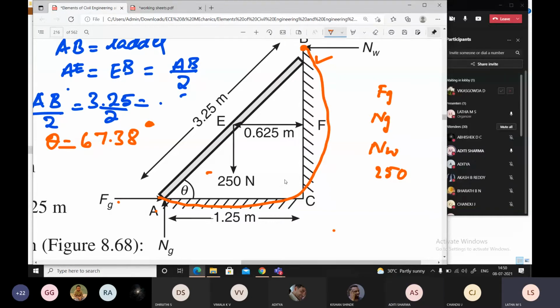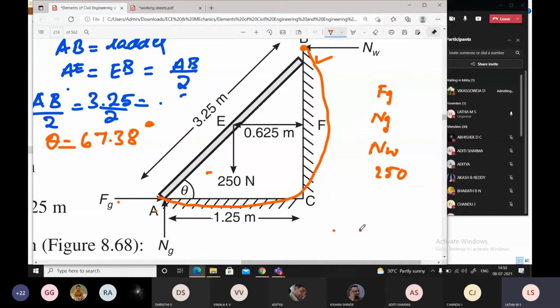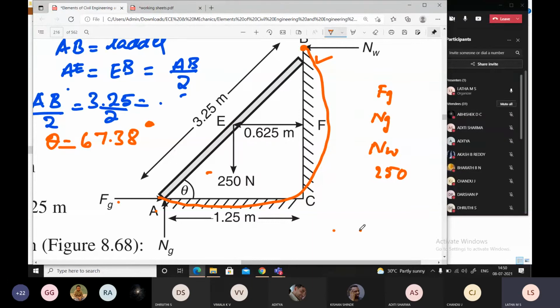Anti-clockwise, ma'am. It is going anti-clockwise. So anti-clockwise means what should I write? Minus. I should write it as minus. Okay, so Fg into what is the perpendicular distance? Fg is here. I can pull this Fg along the line of action. What is the perpendicular distance? CB, ma'am. Yes, CB is the perpendicular distance.